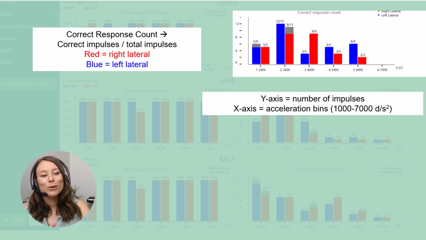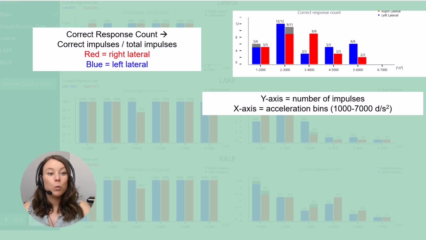So sometimes you'll notice as you get started with this test, you may have a high number of impulses in those mid ranges, 2,000, 3,000, 4,000, 5,000 degrees per second. That might be your comfort zone. That might be your muscle memory because you are used to doing that head speed for the vHIT test. So you will have to be challenged.